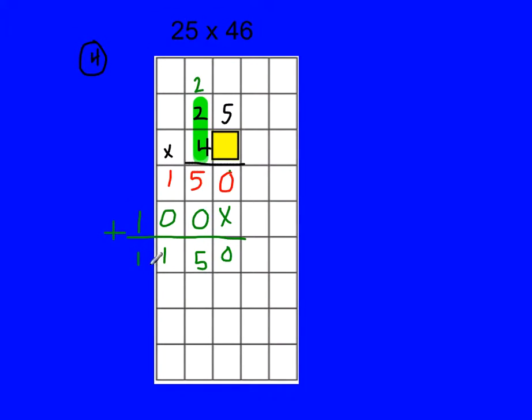And 1,150. Can I use the mental method to solve this or check my answer? No, I can't because there are no zeros here, so it's really difficult for me to do that. Okay, hopefully this was your answer.